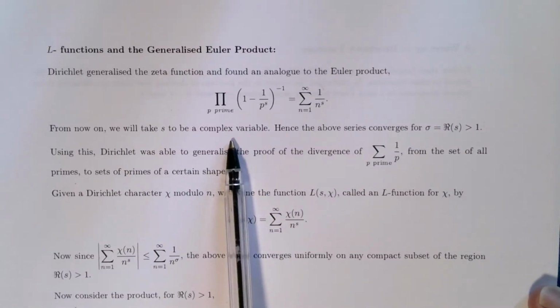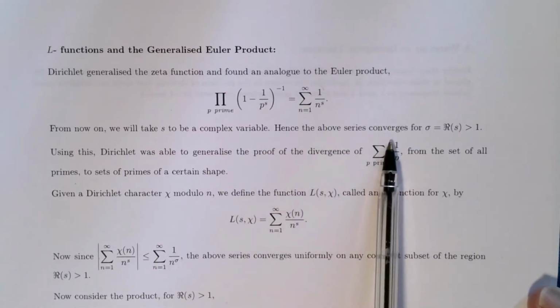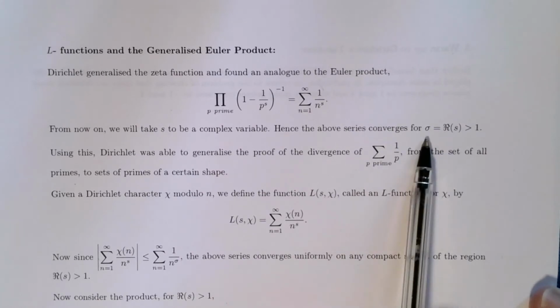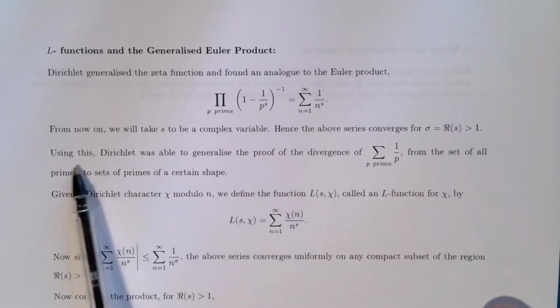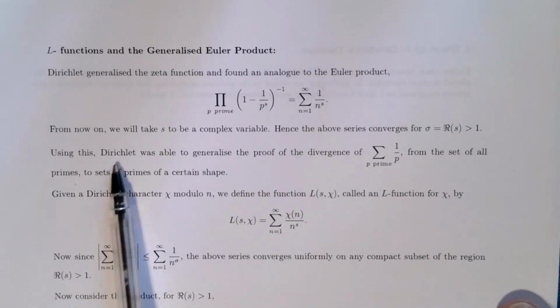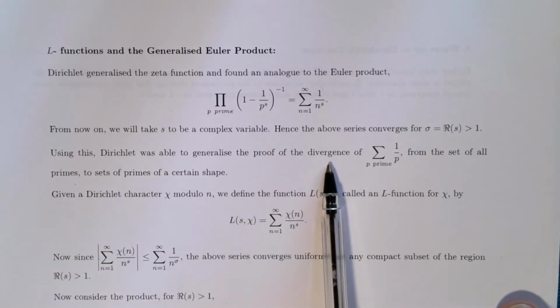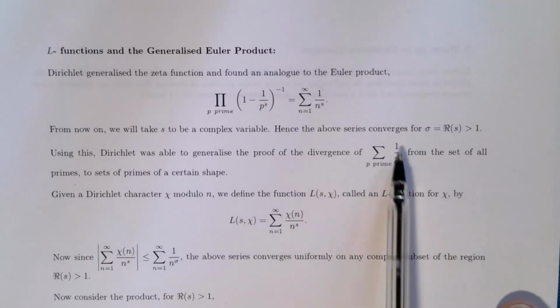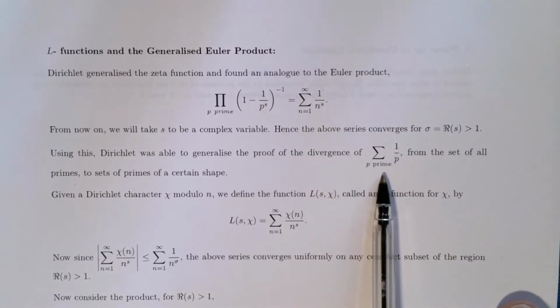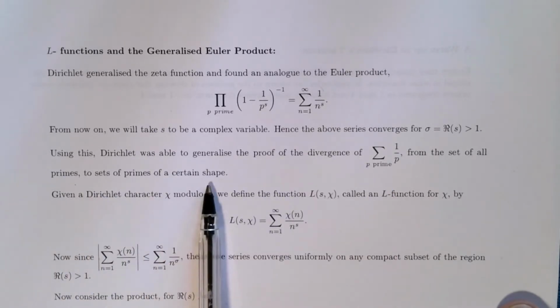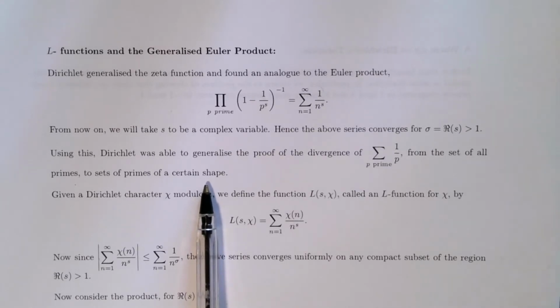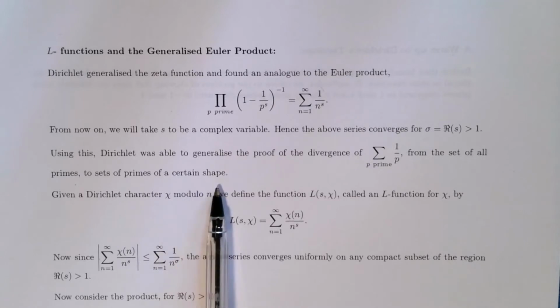And you can check that the series converges if the real part of s, which we generally call sigma, is bigger than 1. We'll come back to that a little bit later as well. Using this, Dirichlet was able to generalize the proof that I did in an earlier chapter of the divergence of the sum of 1 over p, over the set of all primes, to sets of primes of certain shape, in particular those in arithmetic progressions. And that result, of course, is known as Dirichlet's theorem, and that's what this chapter is all about.